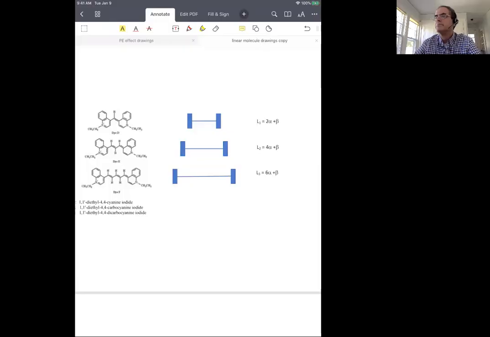Okay, this experiment investigates absorption spectra of a set of linear molecules, which we're going to approximate as particle-in-a-box systems. So let's take a look at the theory for this experiment. Great. So the molecules we'll look at are these.